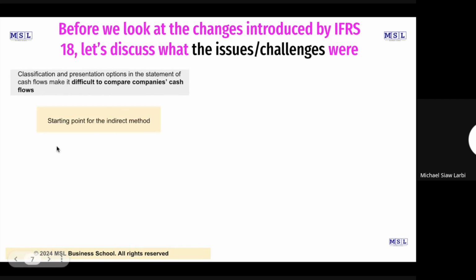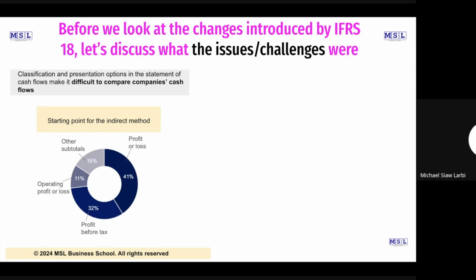So what happened here? The starting point for the indirect method has changed. On IAS 7, we have the direct method and the indirect method, right? For the indirect method, you start with your profit before tax. For many companies, some will start with their profit after tax. They said, you know what, hold on.